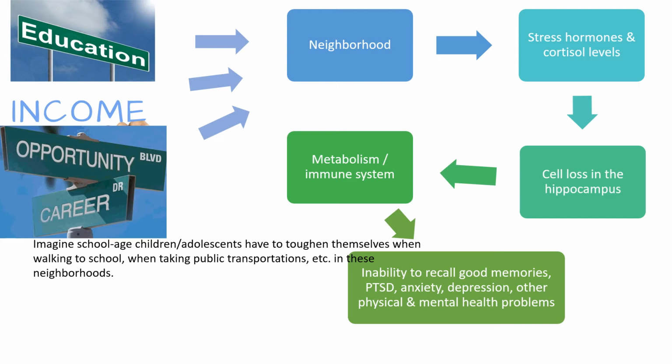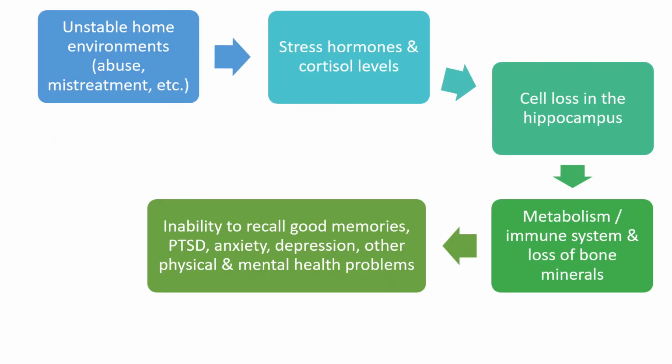So, sometimes kids living in certain neighborhoods, if they need to take the bus or the subway and that neighborhood happens to be unsafe, imagine what they go through. And sometimes living in unstable home environments where there is abuse, mistreatment, or even incest and so on can also affect our stress hormones and cortisol levels. And this can also lead to cell loss in the hippocampus area, and this again will affect our metabolism and immune system. This can also lead to a loss in the bone minerals, and this can affect our ability to recall good memories. This can lead to a range of physical and mental health problems.